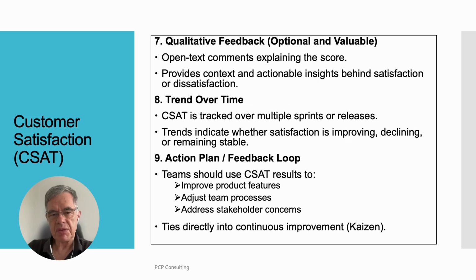Qualitative feedback, which is optional and valuable. Open text comments explaining the score. Provide context and actionable insights behind satisfaction or dissatisfaction. Trend over time. CSAT is tracked over multiple sprints or releases. Trends indicate whether satisfaction is improving, declining, or remaining stable. Action plan, feedback loop. Teams should use CSAT results to improve product features, adjust team processes, address stakeholder concerns. Ties directly into continuous improvement.